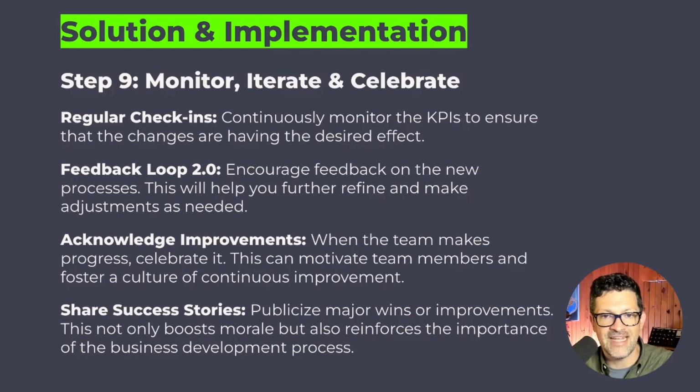And finally, monitoring, iterating, and celebrating: regular check-ins, continuously monitoring the KPIs, feedback loop 2.0, encouraging your team's feedback on the new process. This will help you further refine and make adjustments as needed. If you remember, we looked at feedback earlier. Maybe that was on the broken process. Make sure you're updating that feedback loop as the process grows, acknowledging improvements.